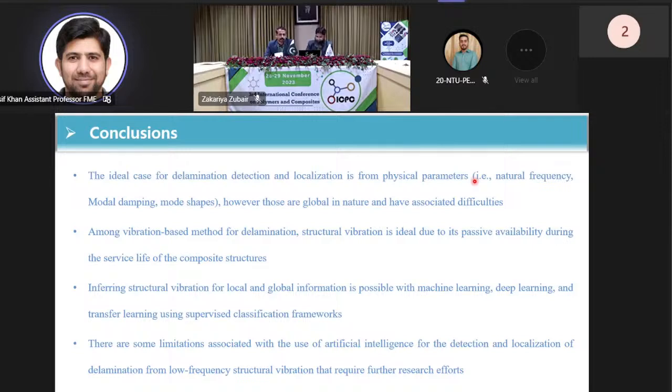Among the vibration-based methods for delamination, structural vibration is ideal because it is more passively available to us during in-service. For example, as I mentioned, the engine firing frequency always induces some vibration in the structure without any additional sources of excitation, and we can use that vibration for the health assessment. However, extracting the health-related information, the local and global one, from that structural vibration is most of the time difficult, but as we quickly saw, machine learning, deep learning, and transfer learning methods can help us infer that vibration signature for both global and local information.